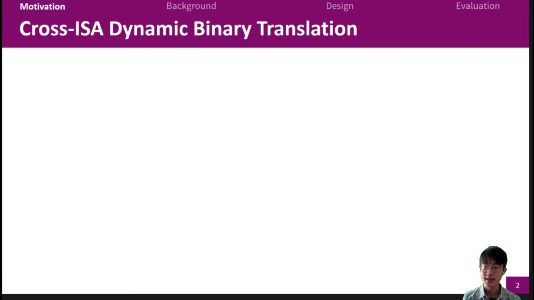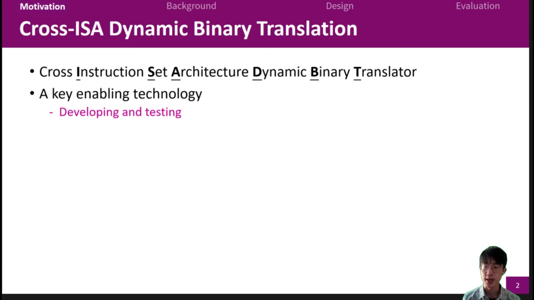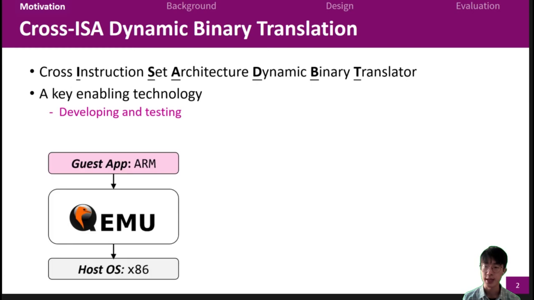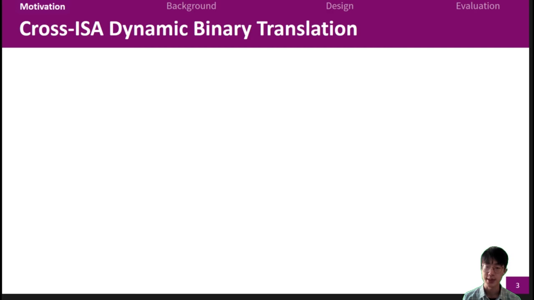Cross-ISA DBT stands for Cross-Instruction Set Architecture Dynamic Binary Translator, which is a key enabling technology for cross-platform developing and testing, as well as some commercial code transitions such as Rosetta 2 in the up-to-date Apple MacBook M1, which is also a dynamic binary translator that supports x86 code to run on Apple's RISC processors.